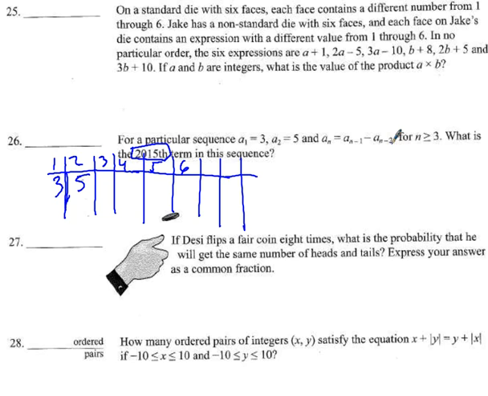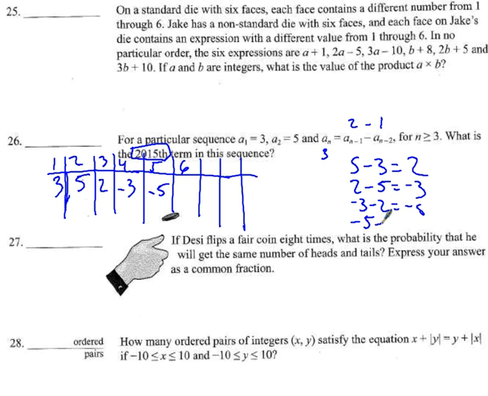So that means for the third term, we'll have the second term minus the first term, right? So that's 5 minus 3, which is 2. For the fifth term, I'm going to have 2 minus 5, which is negative 3. Then we're going to have negative 3 minus 2, which is negative 5. We're going to have negative 5 minus negative 3, and that's going to be negative 2. Then we have negative 2 minus negative 5, and that's going to bring me back to 3.